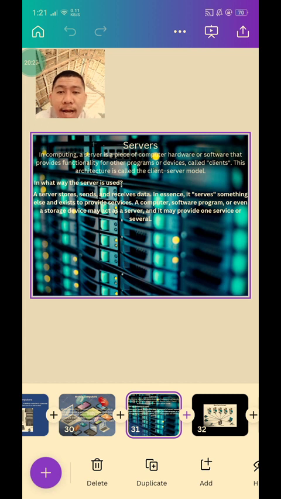Paano daw ginagamit ang server? Ang server daw po, a server stores, sends, and receives data. In essence, it serves something else. Siya daw po ay nag-send ng mga data, something else, and exists to provide service. A computer software program or even a storage device may act as a server and may provide one service or several.